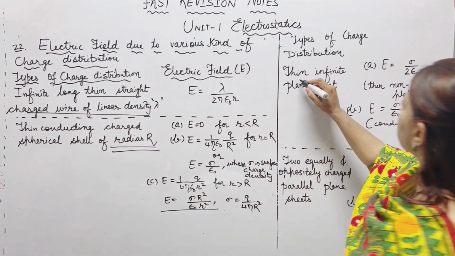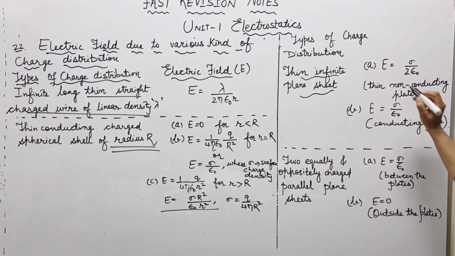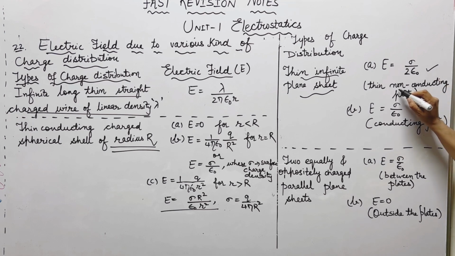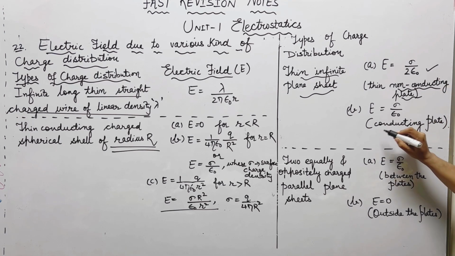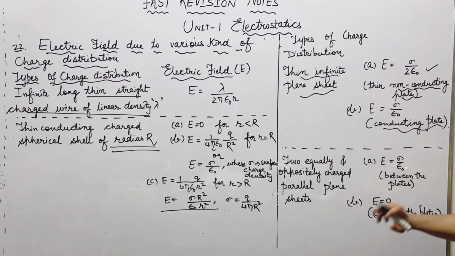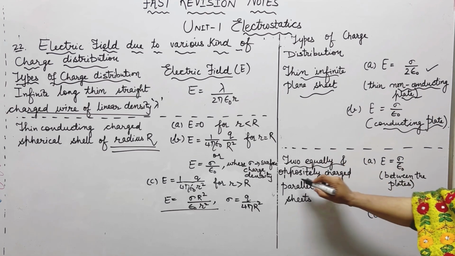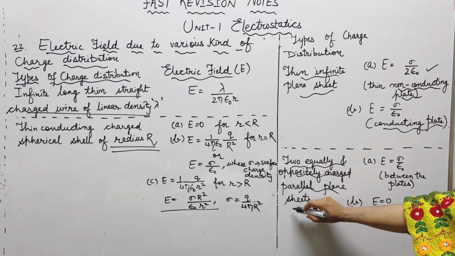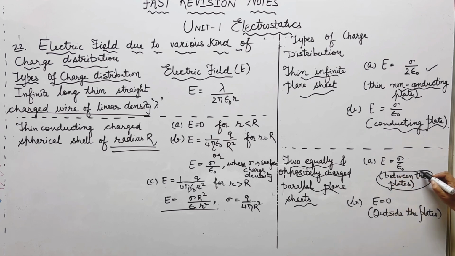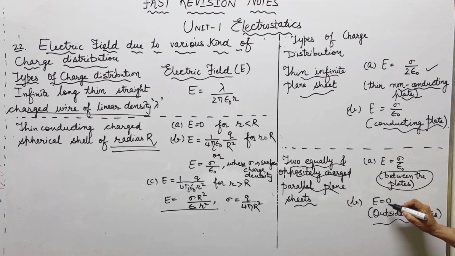Then the thin infinite plane sheet. The electric field is given by sigma by 2 epsilon naught for a non-conducting plate, and for a conducting plate the 2 in the denominator won't be there; the electric field is equal to sigma by epsilon naught. Then the case of two equally and oppositely charged parallel plane sheets: the electric field is equal to sigma by epsilon naught between the plates, and outside the plates the electric field is equal to 0.